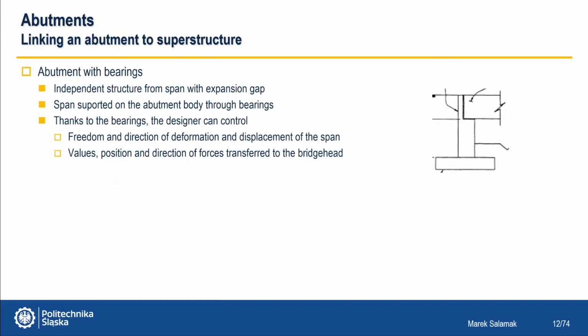Abutments can be differently related to the span. In the abutment with bearings, its structure is independent of the span and there is usually an expansion joint. The span rests on the body by means of bearings placed on the bearing pads. Thanks to the bearings, the designer can control the freedom and direction of deformations and displacements of the span, but also the values, position, and direction of the forces transferred to the abutment.